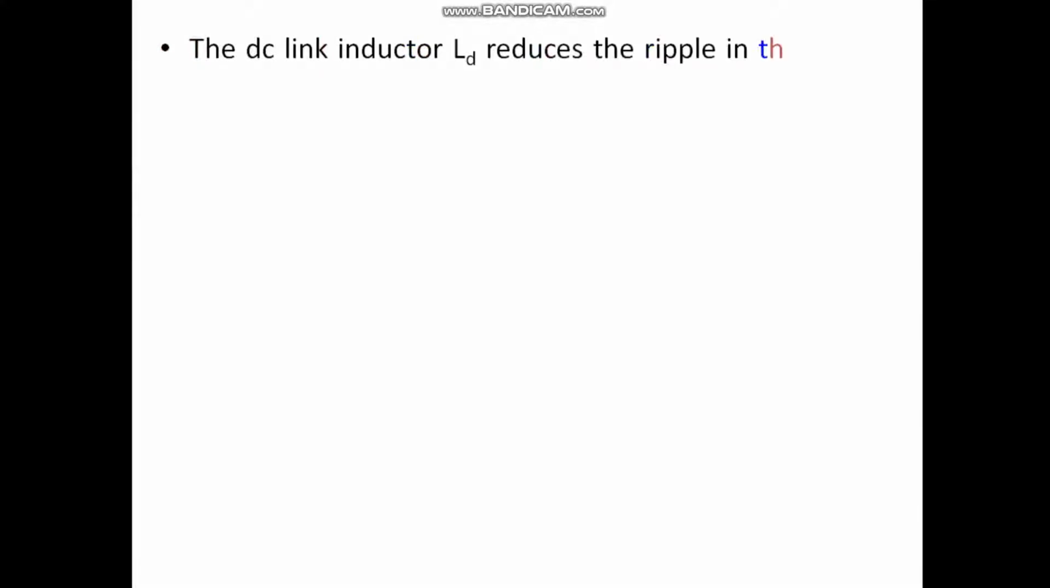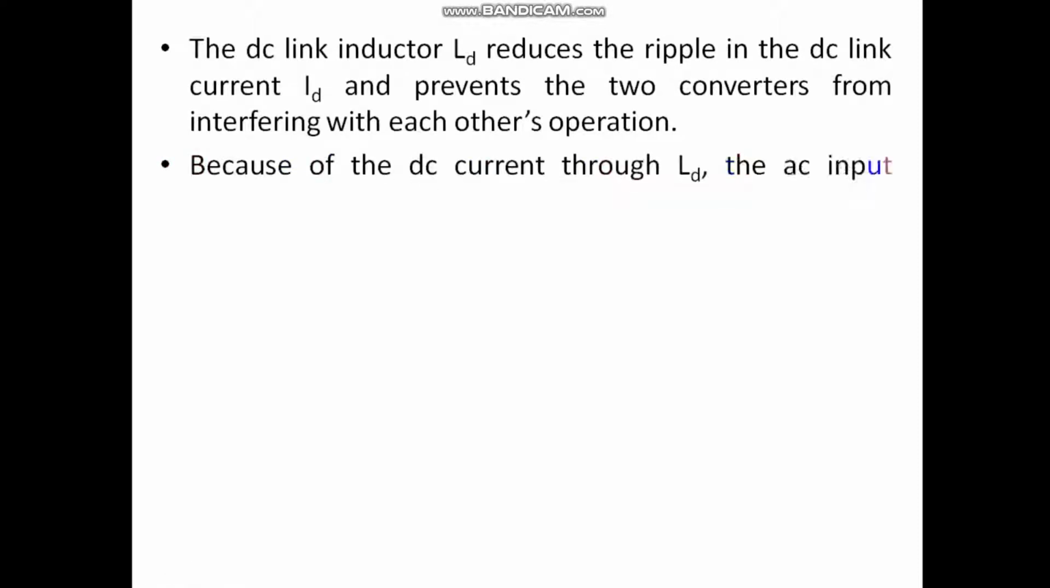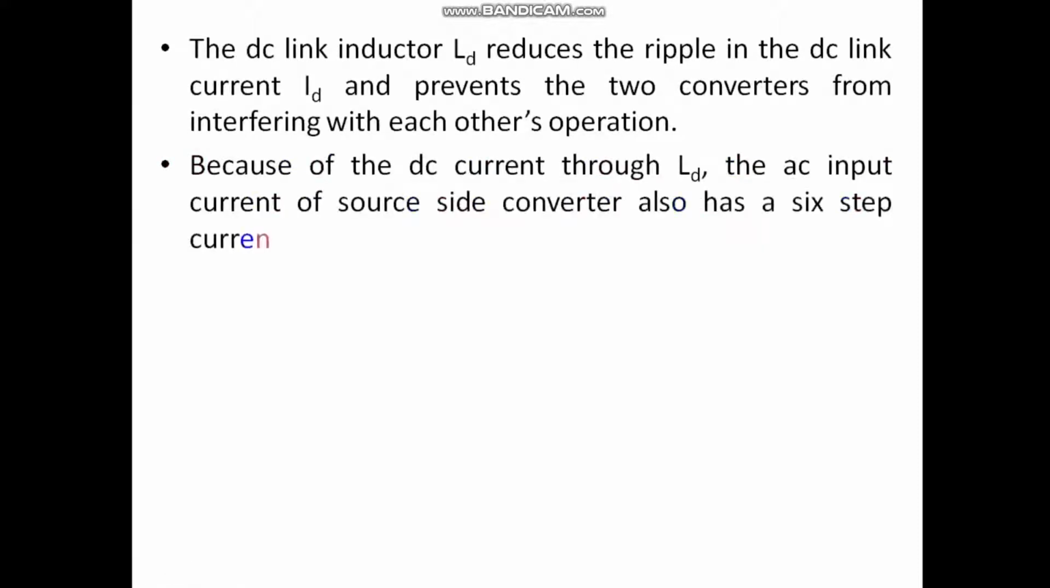Next, going on with the DC link inductor. The DC link inductor reduces the ripple in the DC link current ID and prevents the two converters from interfering with each other's operation. Because of the DC link current, the AC input current of the source side converter also has a 6-step current waveform.